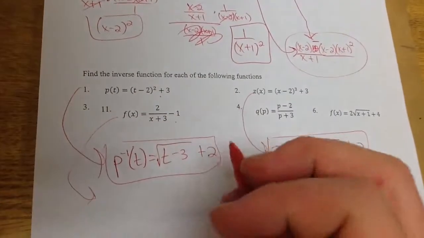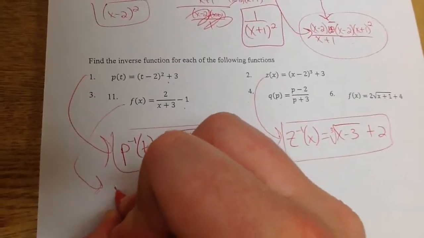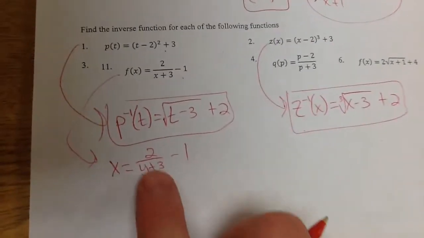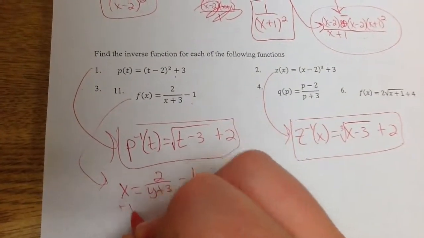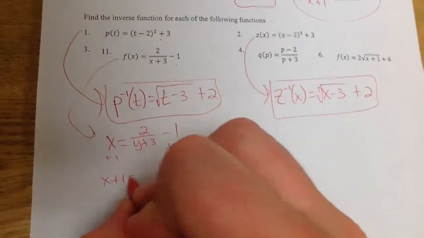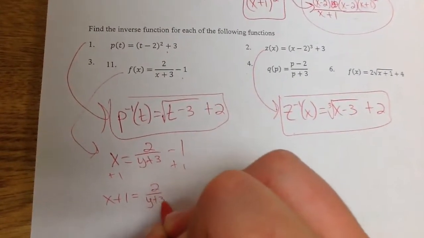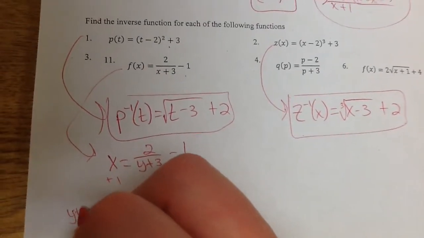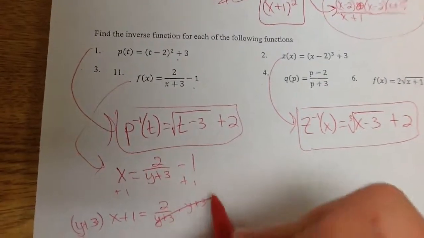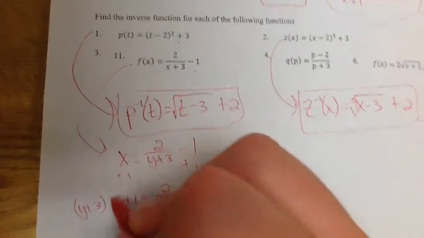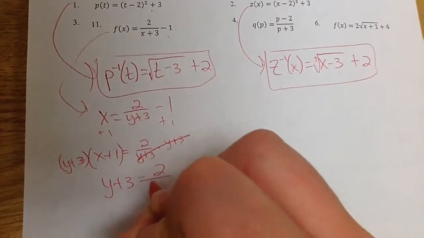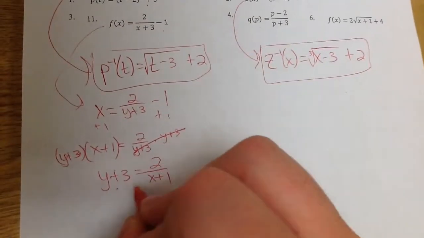And then this one might actually take a little work. So I'll actually flip the x and the y. X equals 2 over y plus 3 minus 1. Solve for y, so I add 1. So I got x plus 1 equals 2 over y plus 3. Need to get that y off the bottom, so multiply by y plus 3 on both sides. So those are canceled. Now divide by x plus 1, so y plus 3 equals 2 over x plus 1. And then subtract 3.